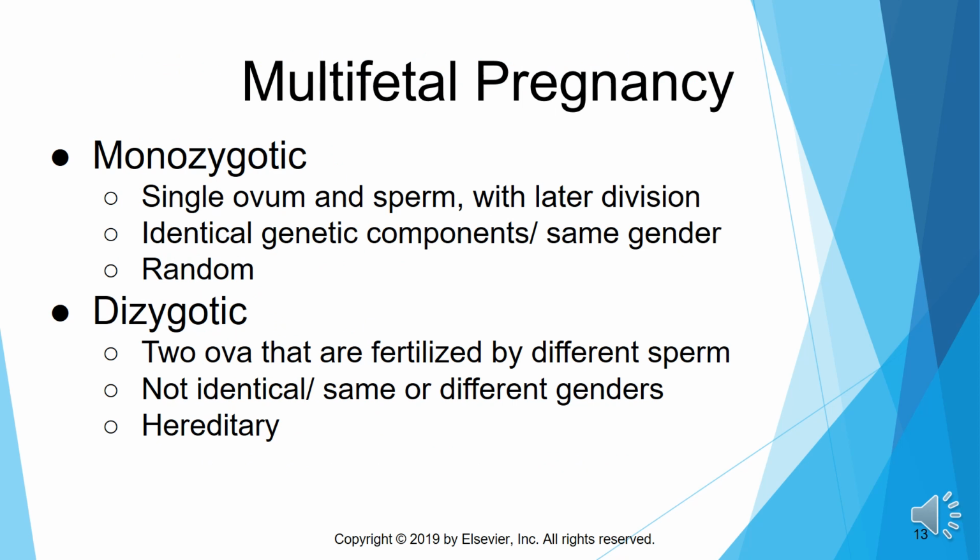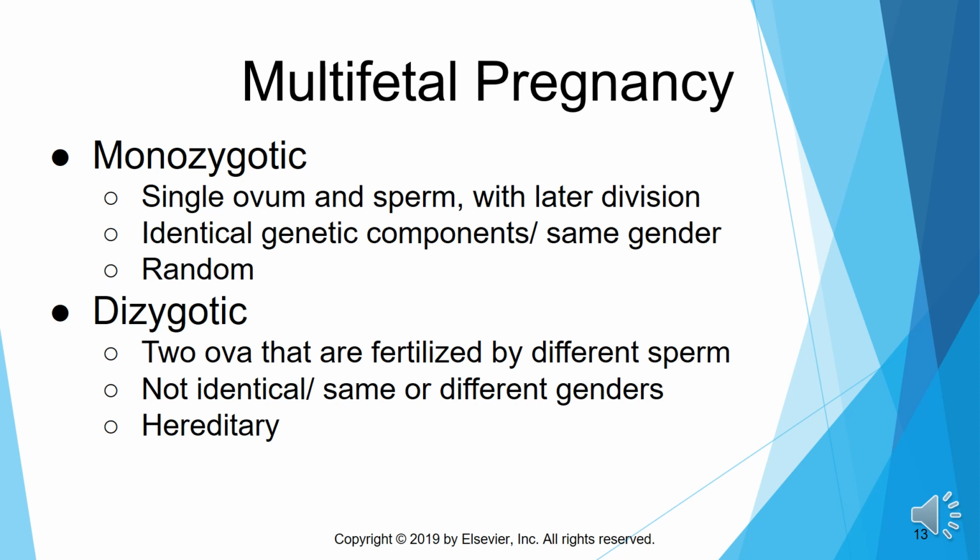And this really doesn't fit anywhere else in this PowerPoint, so I stuck it here. But multi-fetal pregnancy, we do have to talk a little bit about. We don't get too heavy into it, but knowing the difference between the different types of twins that are out there: monozygotic or dizygotic. So monozygotic twins are from a single ovum and sperm that later divide. And this occurs randomly. There's no genetic predisposition to monozygotic twins.